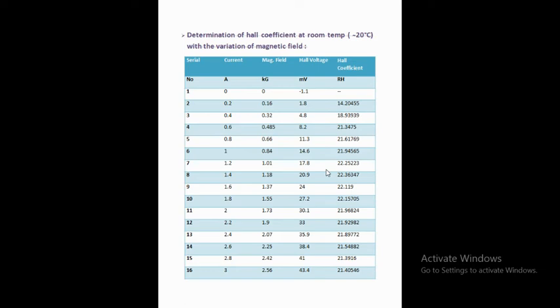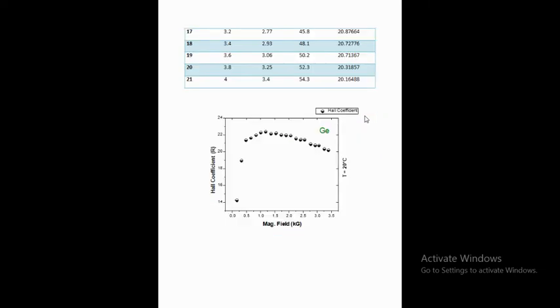And then we took the data for the determination of the Hall coefficient with the variation of applied magnetic field. We vary the magnetic field for a particular probe current and calculate the Hall coefficient, and from the data we got a graph like this. In this graph we see how the Hall coefficient changes with magnetic field. For very low magnetic field, almost zero, the Hall coefficient is zero, that is, there is no voltage difference across the sample.